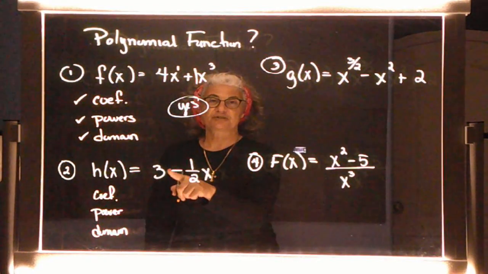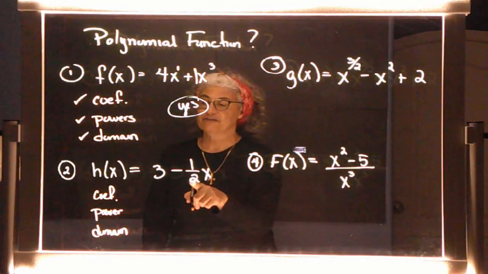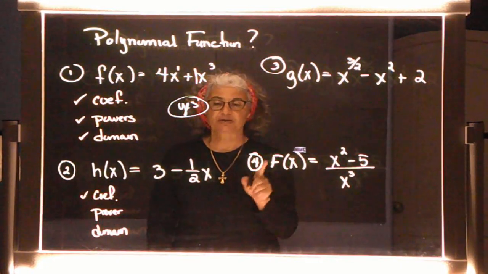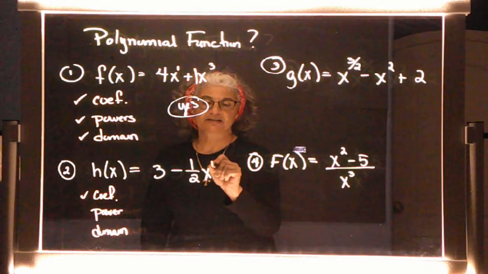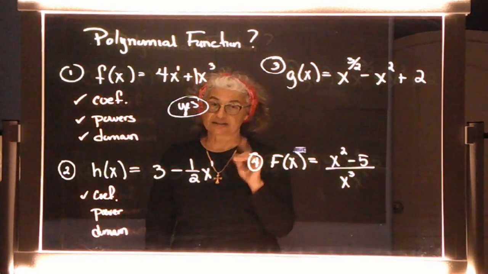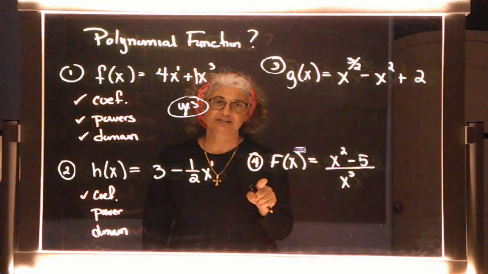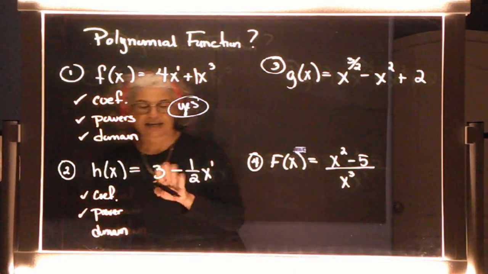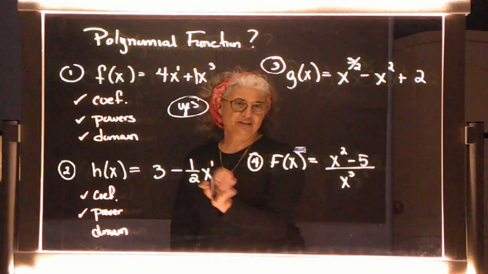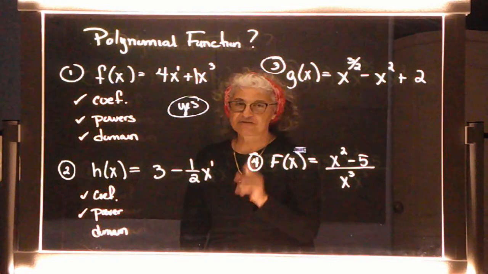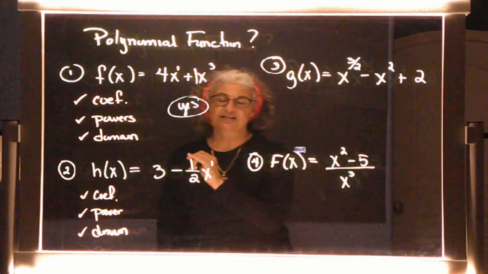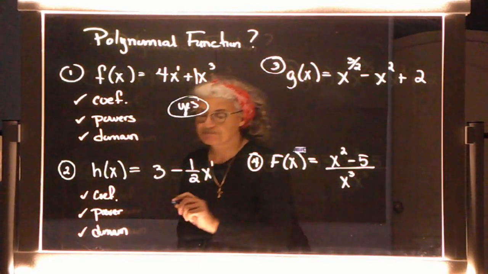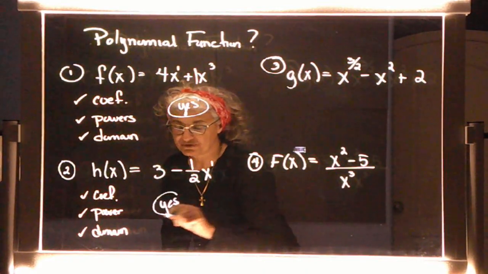So the coefficients are 3 and a negative half. Are those real numbers? Check, that's good. Check the powers. Well, there's only one x and it has a power of 1. That's non-negative, and it is an integer, isn't it? Check. And is my domain good? Do I have any red flags there? No red flags, we're good. Check, I can use anything I want for x. So, is this one a polynomial function? Yes, this one is a polynomial function also.